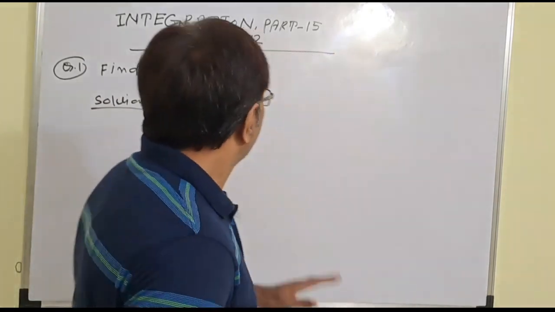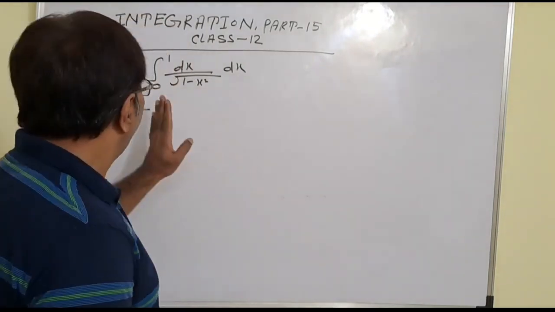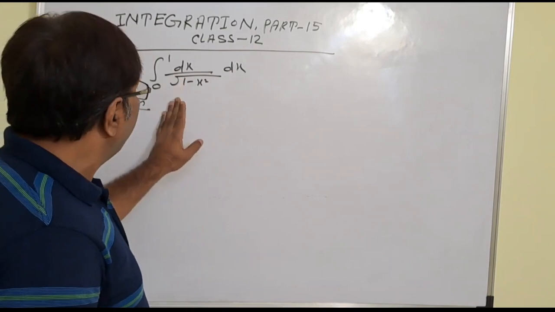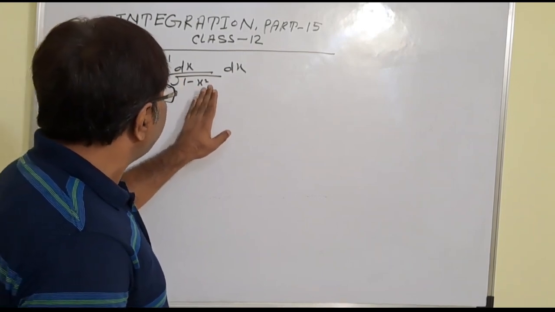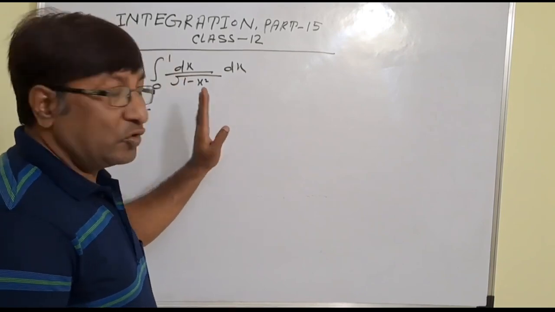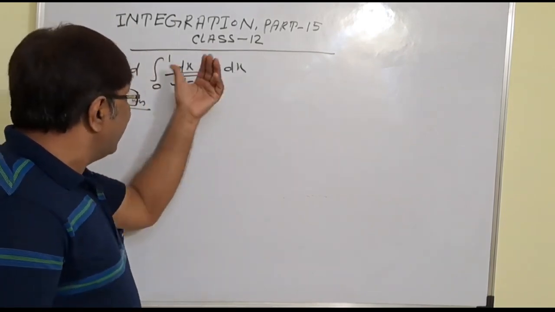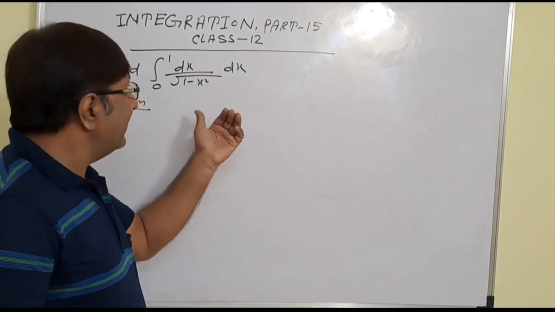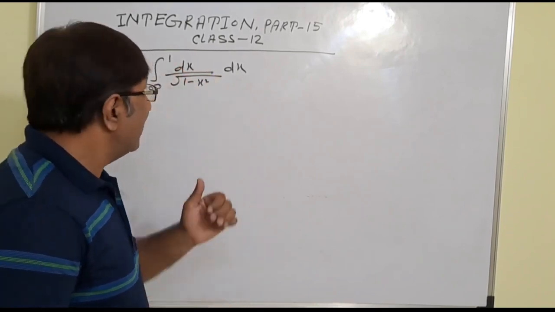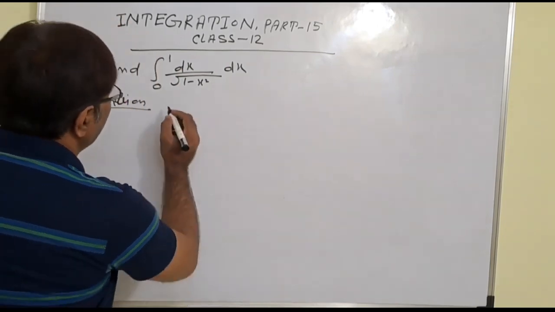Let us see. So here the question is: find the integration from 0 to 1 of 1 upon root under 1 minus x square dx. So you know this is a definite integration. So the rule is: first you integrate the given function and then put the value of upper limit minus lower limit. Let us see. So here we are solving this question.